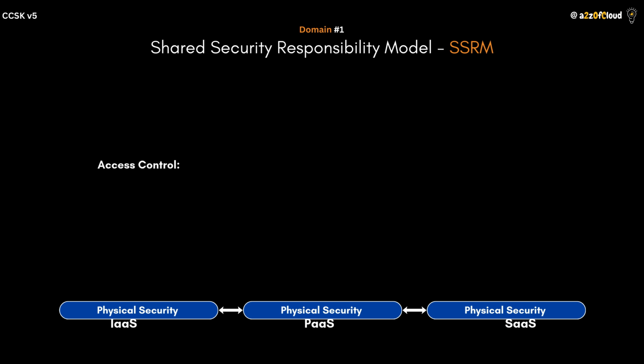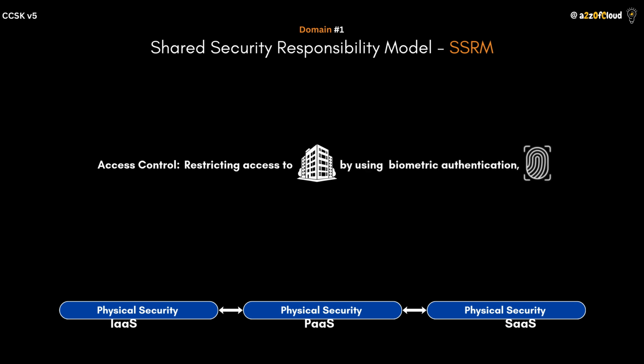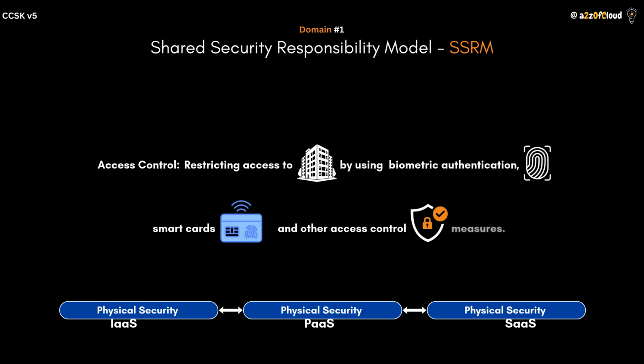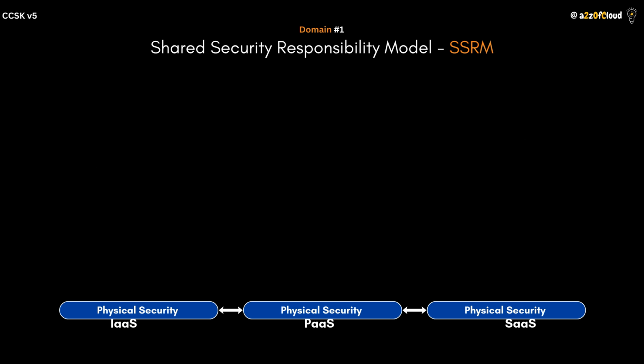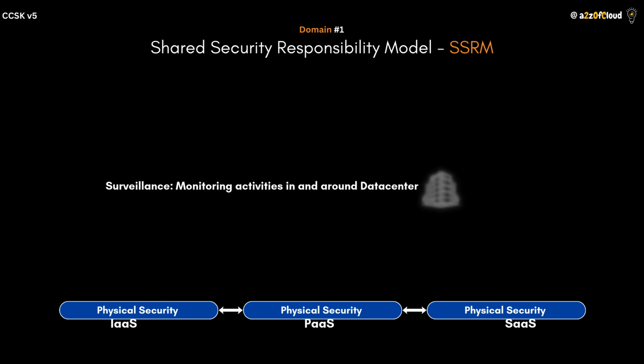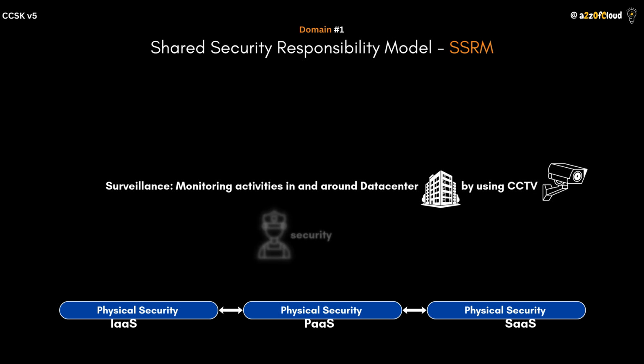Access control, another aspect of physical security, restricting access to data center and other facilities by using biometric authentication, smart cards, and other access control measures. Surveillance, monitoring activities in and around data center and premises by using CCTV, security guards, or patrols.